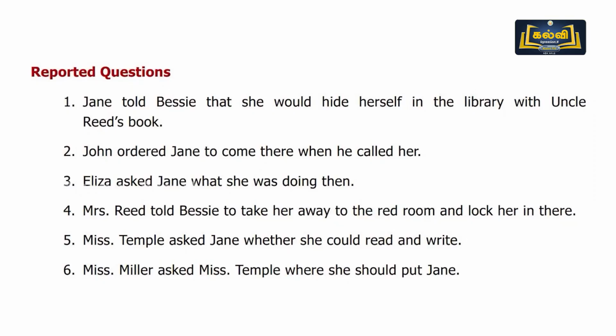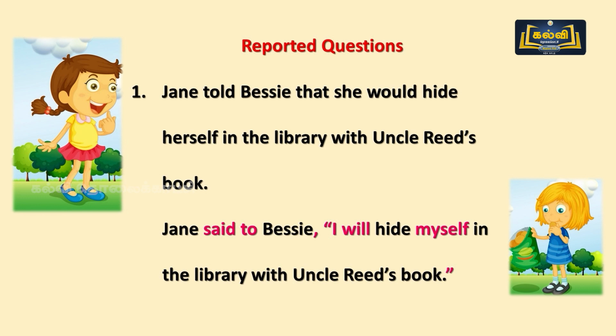You will classify accordingly the main part of the sentence. See here, Jane told Bessie that she would hide herself in the library with Uncle Reed's book. So this is an indirect speech. Now we have to change it into a direct sentence. Jane said to Bessie. Till then the sentence will be the same. See, told is given. Now you are changing it into said to. To is a conjunction used here.